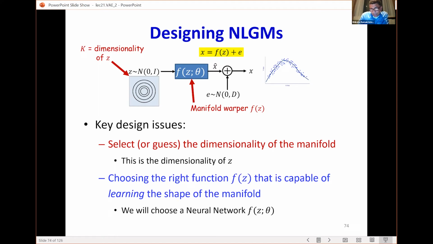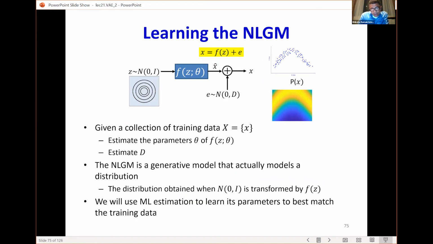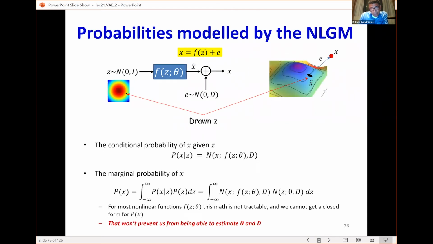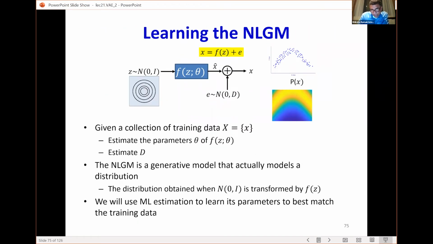Right? And so this is how we're going to learn it. You're given a collection of data X. And from the data X, now you have to learn two things, just like in the LGN. You're going to learn the covariance of this noise, but then you're also going to learn the parameters of this f over here. And this is a generative model that actually models the distribution of the data. And to estimate theta and d, again, we're estimating a generative model, so we're going to use maximum likelihood estimation.